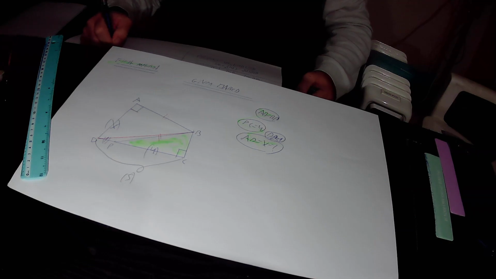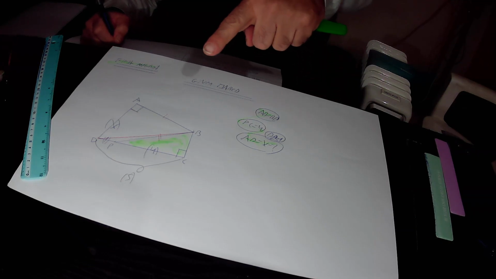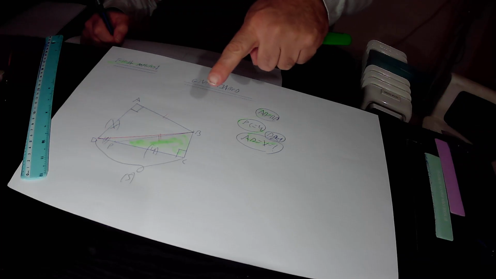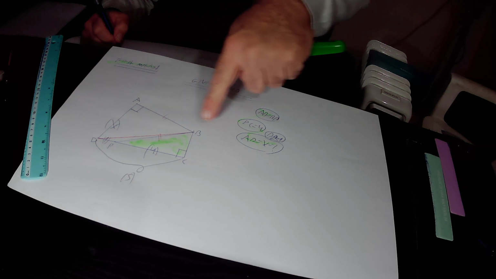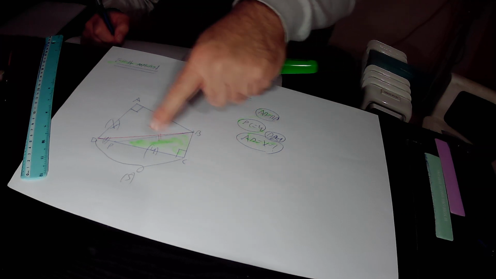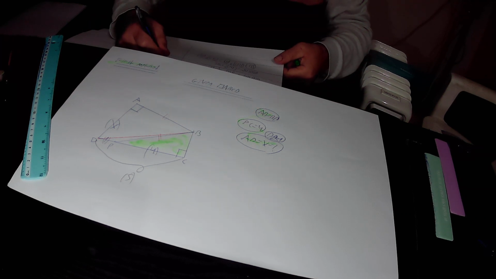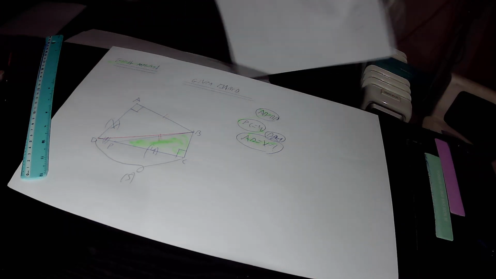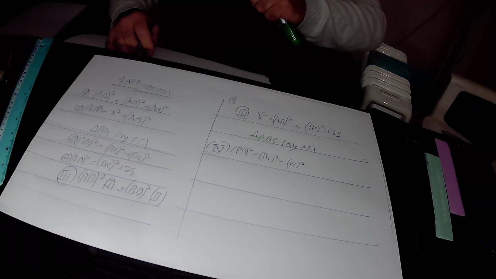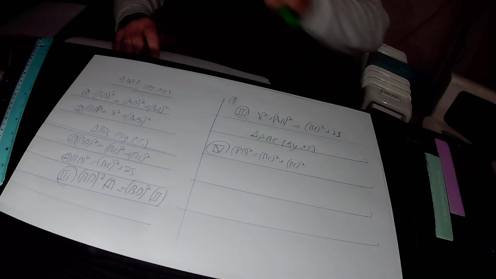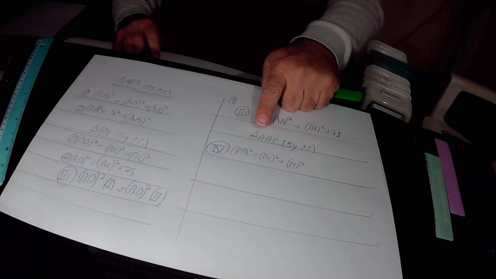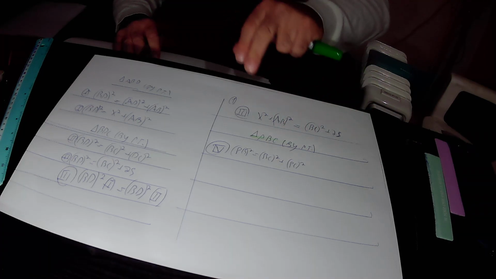And again, according to the Pythagoras theorem, in this green right triangle PBC, PB squared, that is the square of the hypotenuse, equals BC squared plus PC squared. This is equation 4.